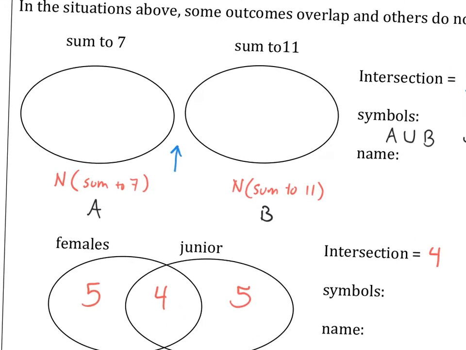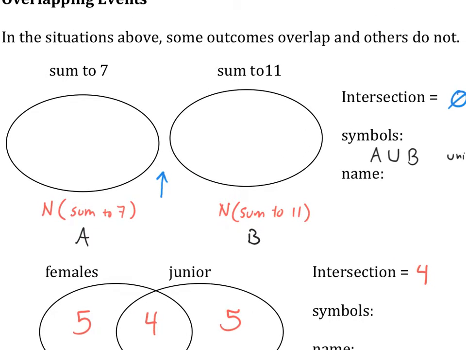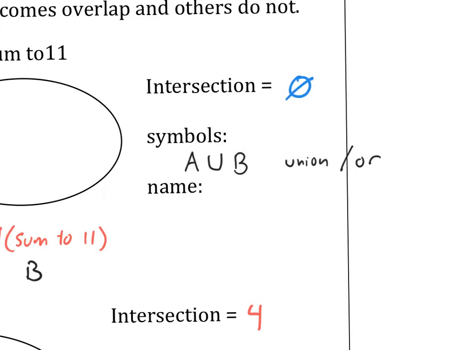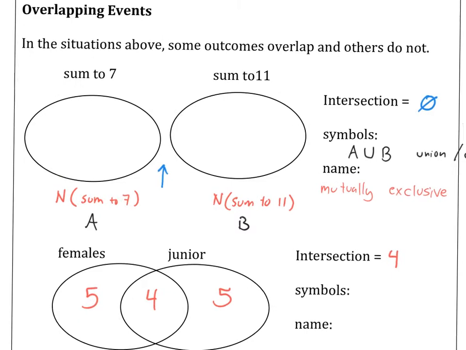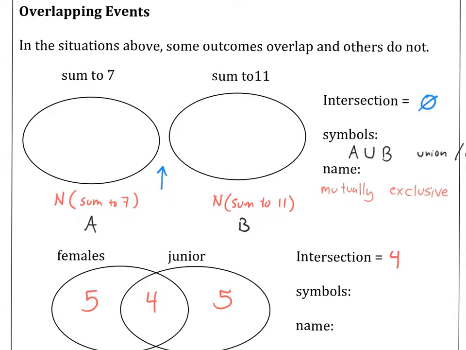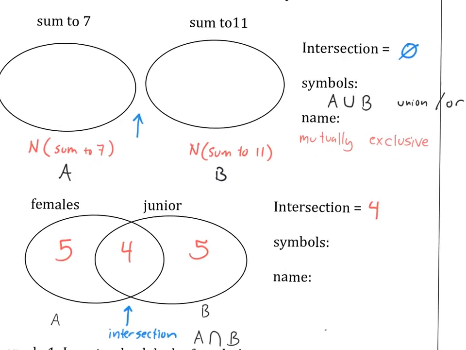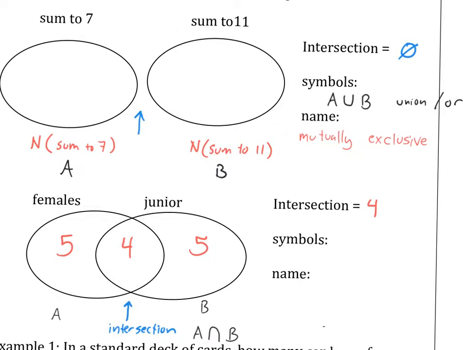When this occurs up here, where there is no overlap, we call this mutually exclusive. There is no connection between the two because the intersection is a null set. Down here, it can be called non-mutually exclusive, which means there is some sort of overlap.